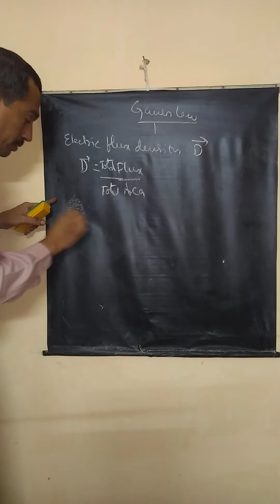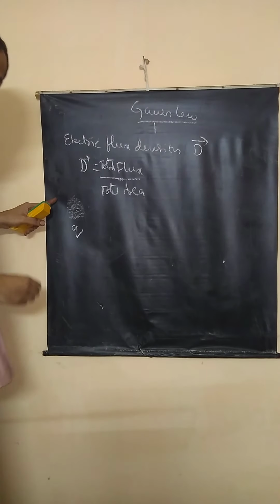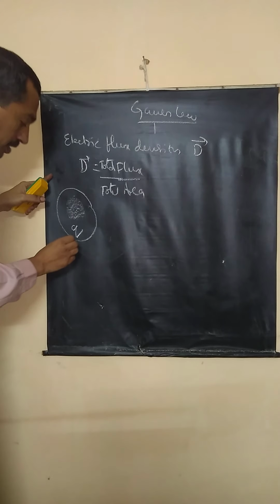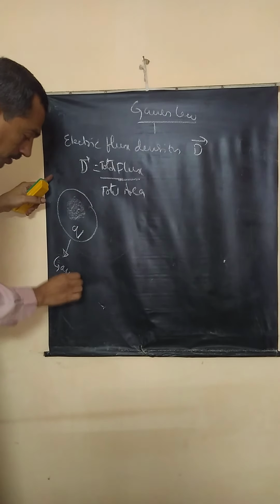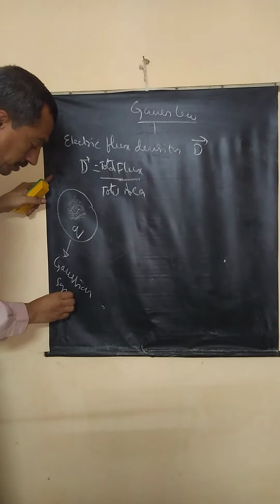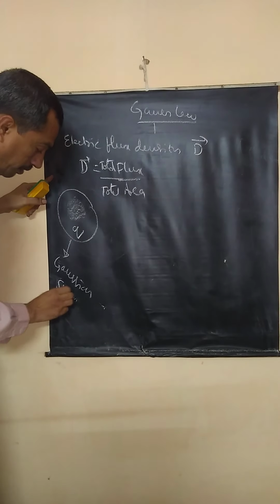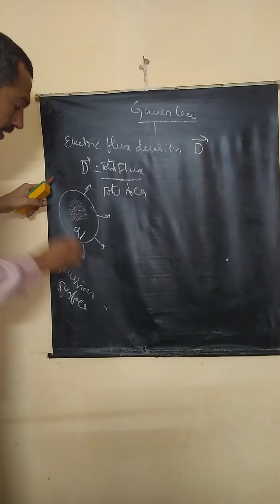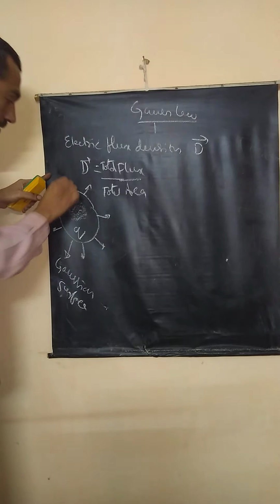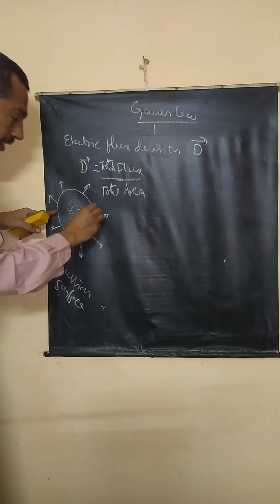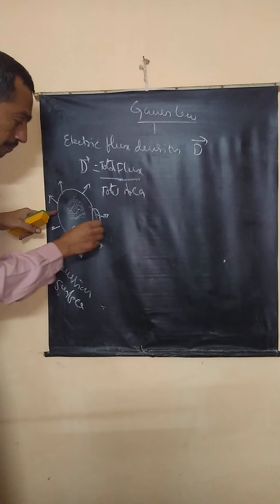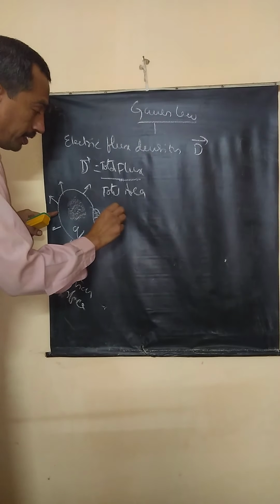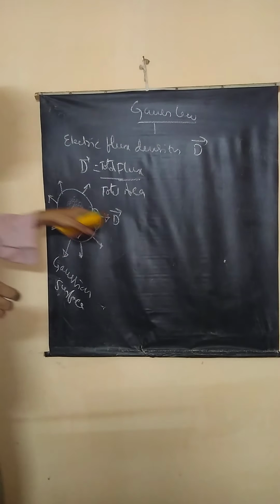Suppose you have a charge distribution here, Q. Now I want to know what is the flux coming out of this Gaussian surface. A Gaussian surface is a symmetric surface. Electric flux lines coming out of the surface will be normal. These are electric field lines. Now take a unit area on the sphere. Let the flux per unit area be D. Flux per unit area is D.